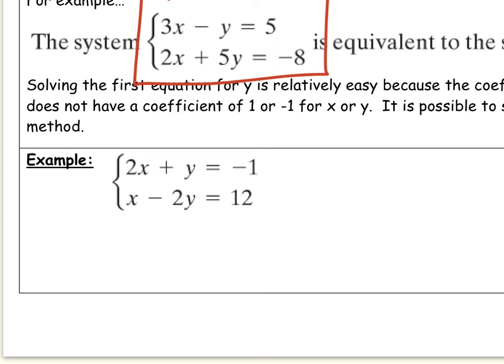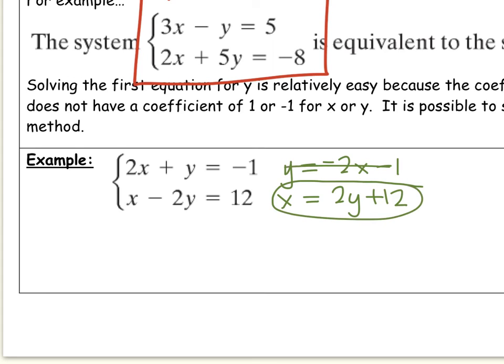You could change this one into y equals negative 2x minus 1, or you could change this one into x equals 2y plus 12. Doesn't matter which one you use. I think I'm going to use this one right here because then I don't have to deal with any negatives. So I'm not going to use this one. So I'm going to take out x in either equation, and I'm going to replace it with 2y plus 12.